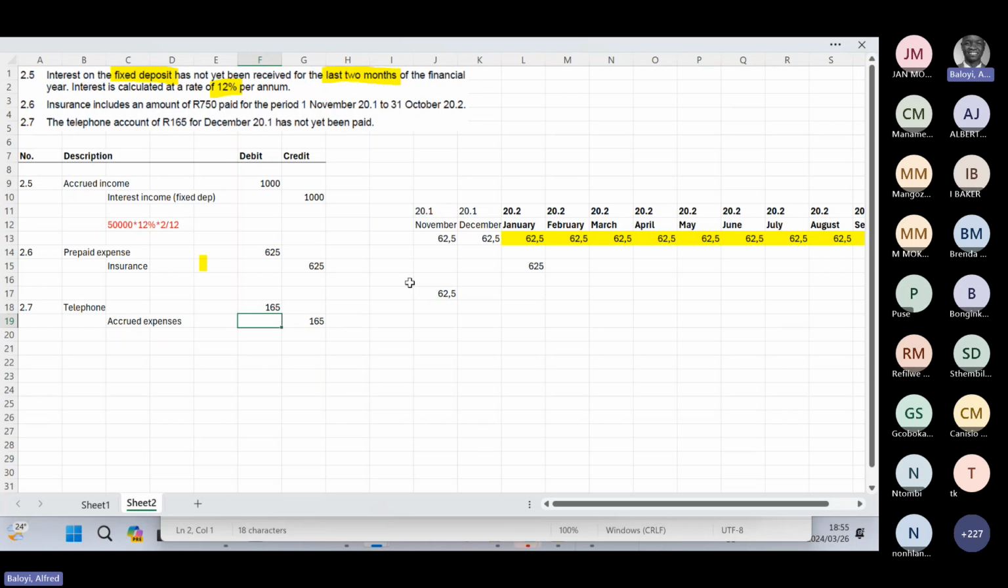Because it doesn't relate, the expense is not incurred in the current year. So we have to match it with the period that we incur the expense. So that's why we're saying it's prepaid. It will be used in the next financial year.